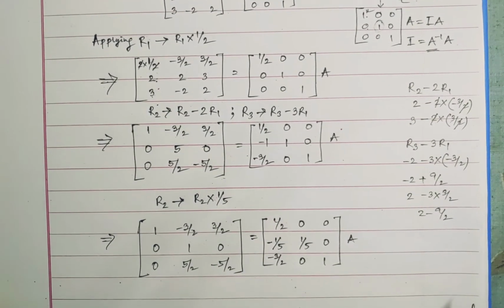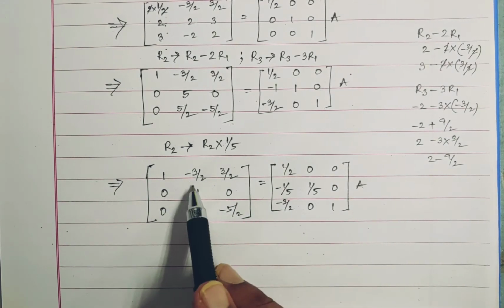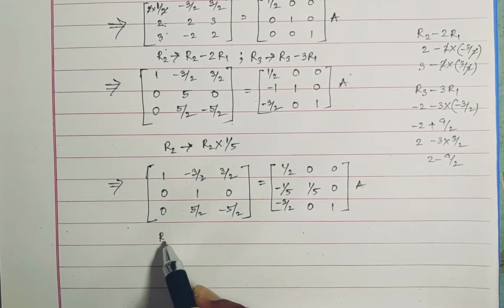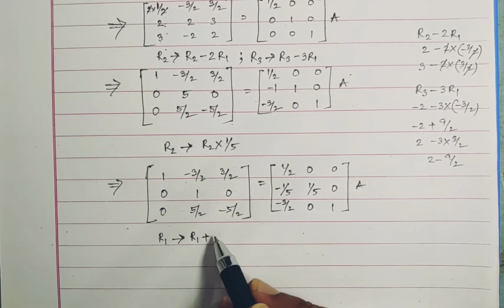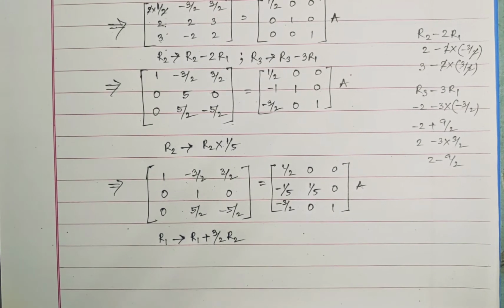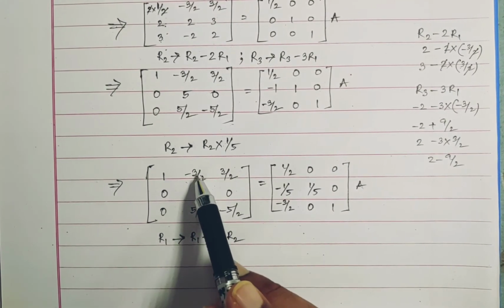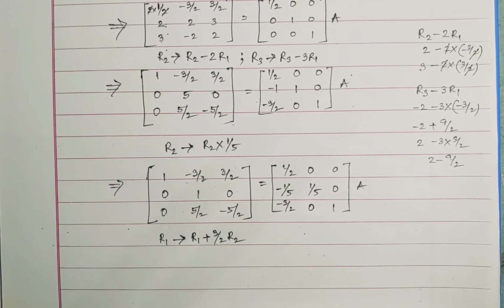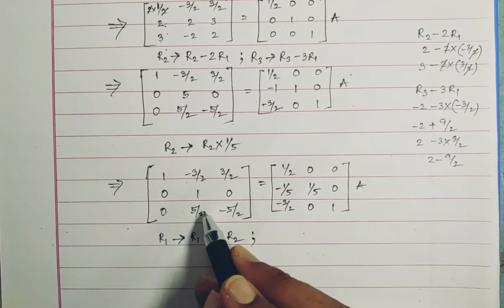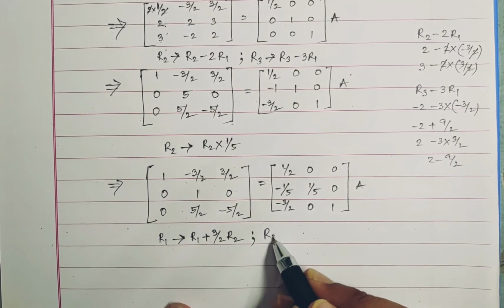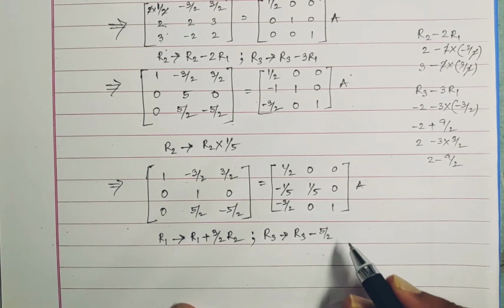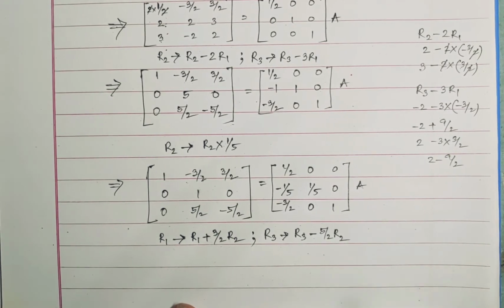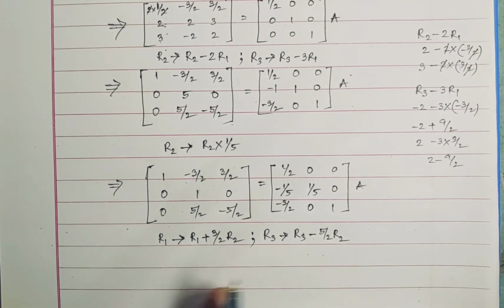Now if I look at column 2, these two have to be zeros, right? So what operations are we going to do to make this one 0? So first thing, let's make this one 0. So it will be what? R1 implies R1 plus 3 by 2 R2. You see, I need to multiply by 3 by 2 to cancel that 3 by 2. And why plus? Because the minus sign is already there. That's why plus. Now the same thing. Now how should I make this one 0? So it will be R3 implies R3 minus 5 by 2 R2.